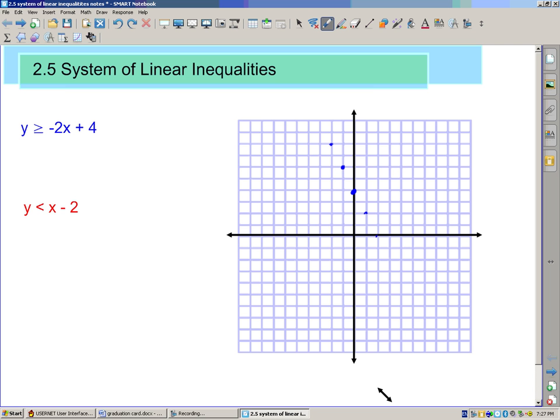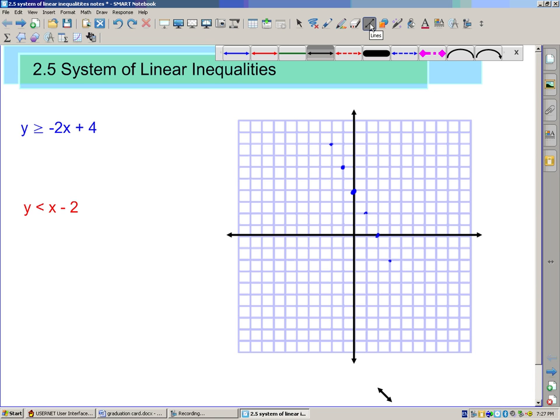Give myself enough information, then I can draw the line. I have a little bit more. Because it is an or equal to, which line am I going to use? I'm going to use the solid line.